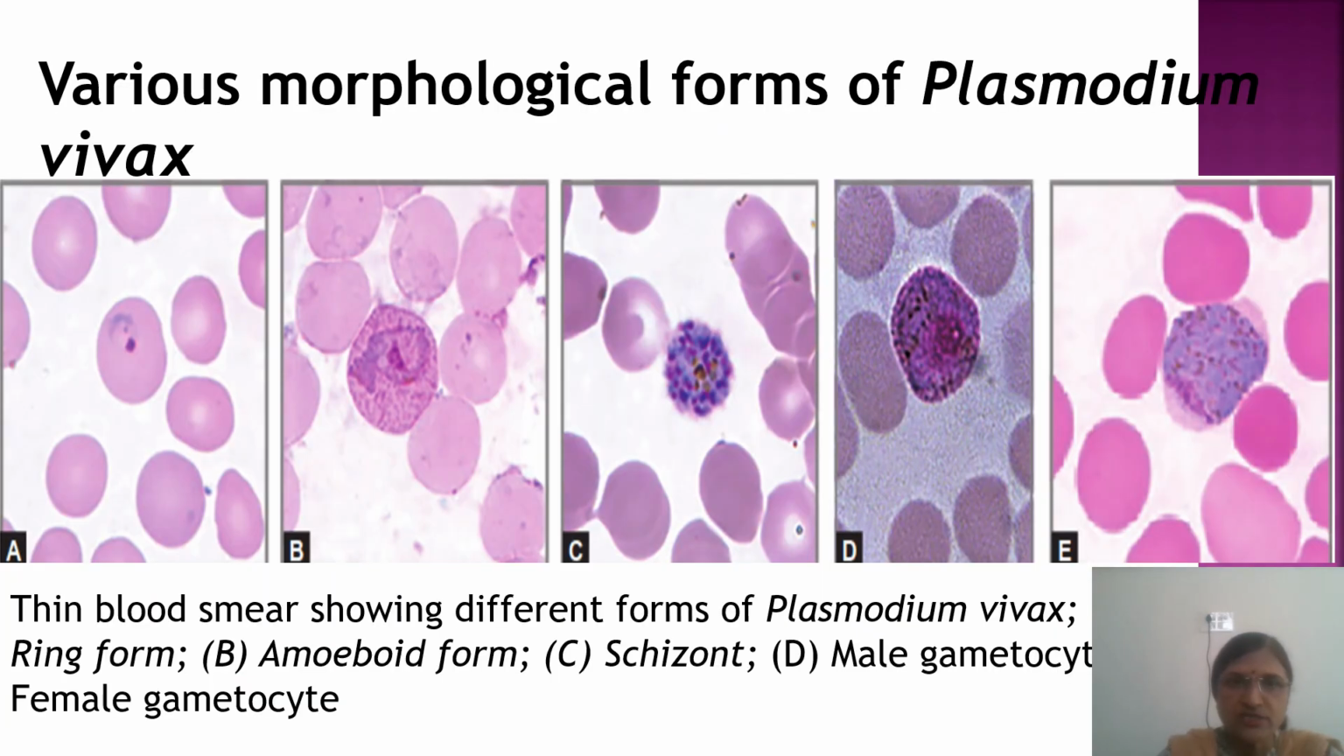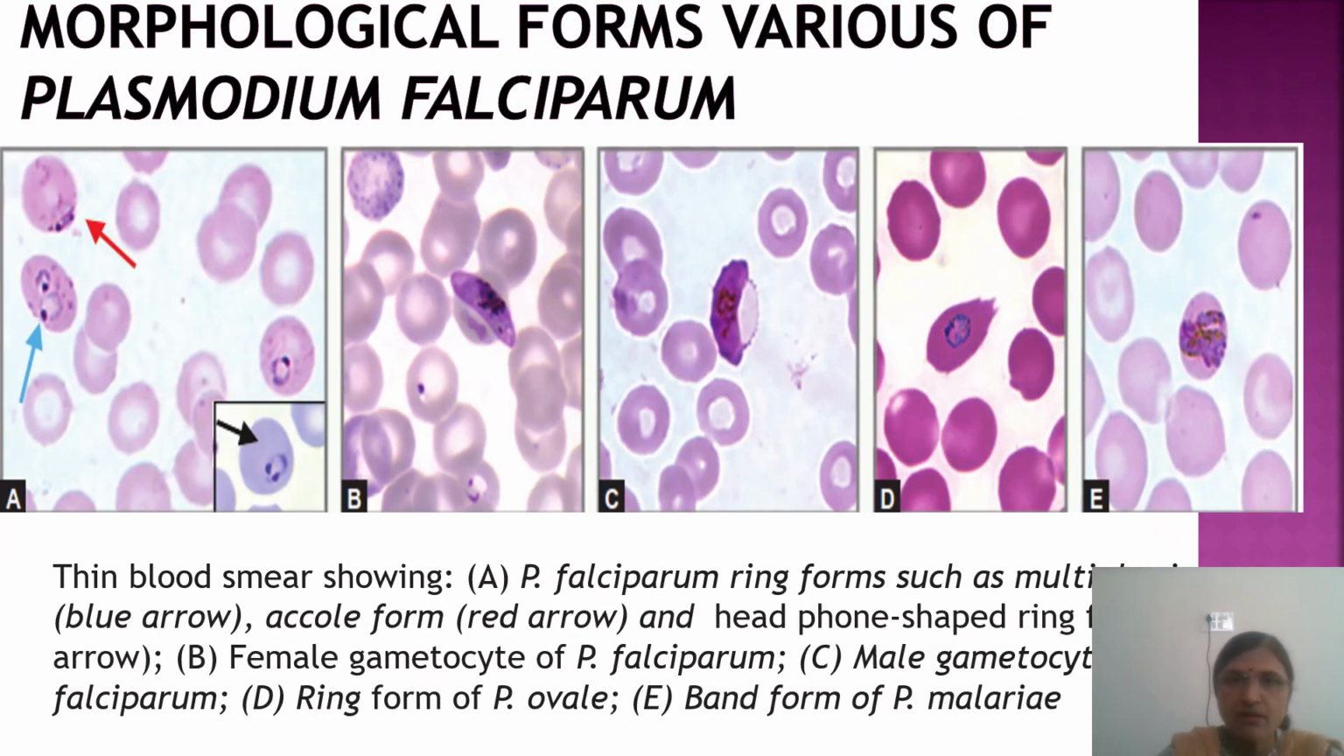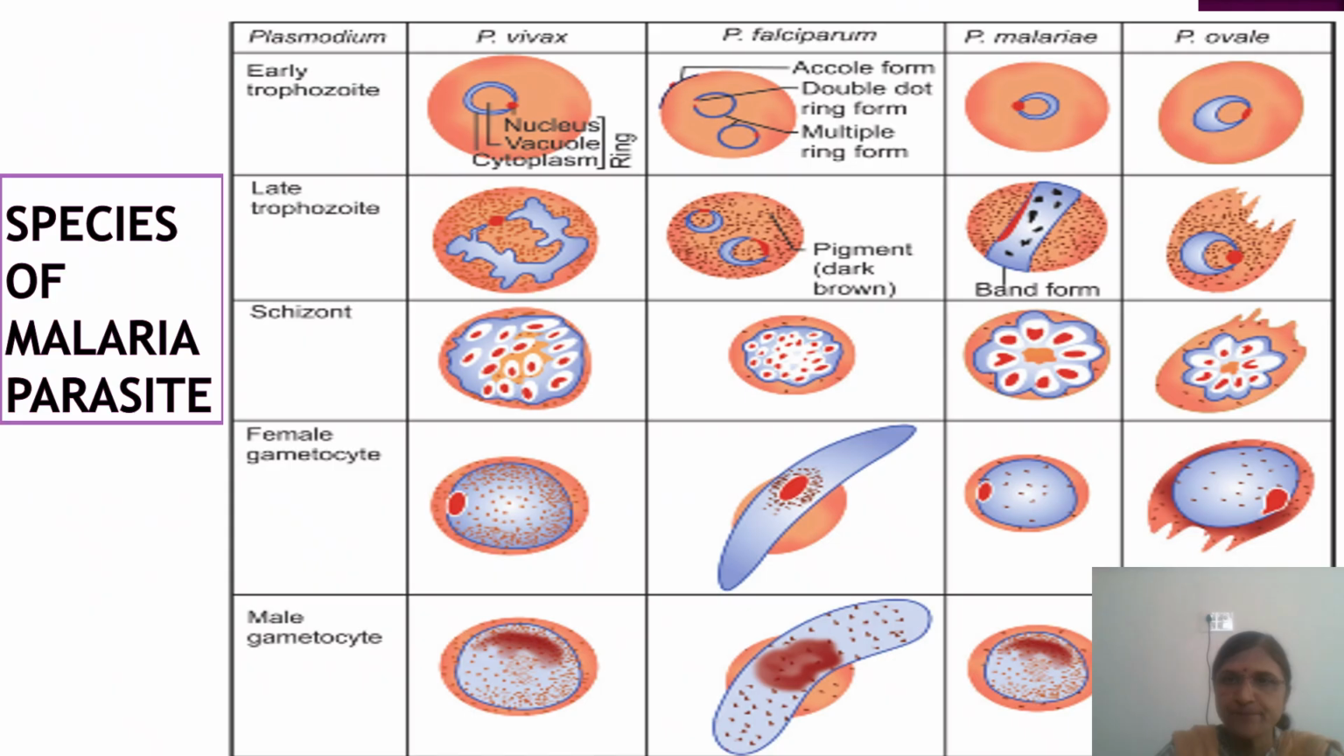So these are all Plasmodium vivax forms: ring form, trophozoite, schizont and gametocytes. Then these are all morphological forms of P. falciparum. Mainly they are ring form and gametocyte, banana shape. Then in P. ovale you see oval RBCs, and in P. malariae you can see band form of the trophozoite. These are all morphological forms of all the four species.